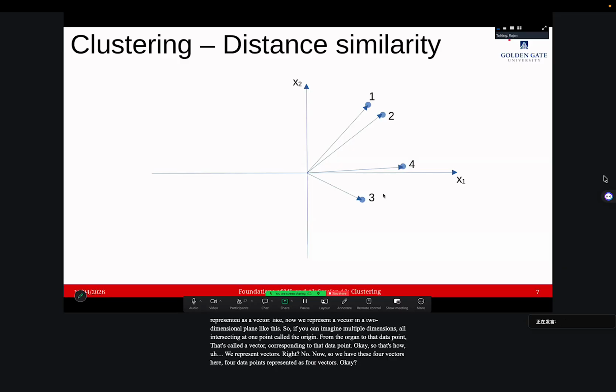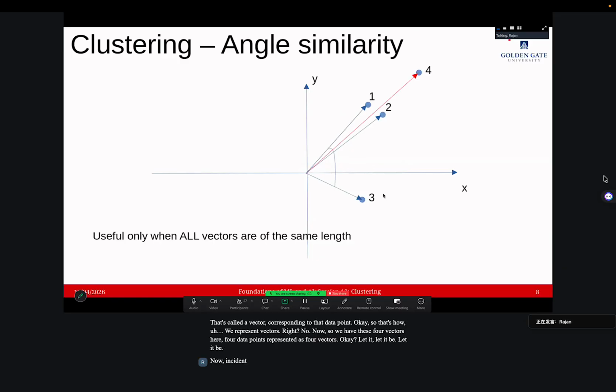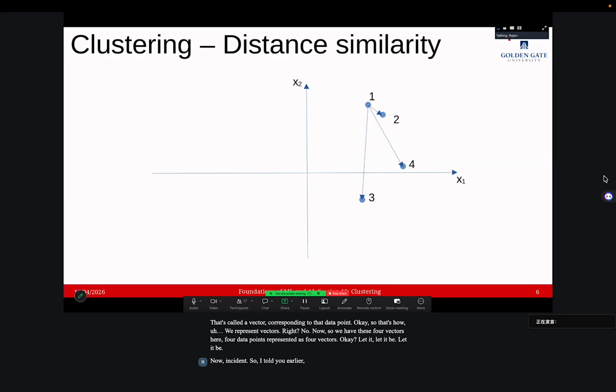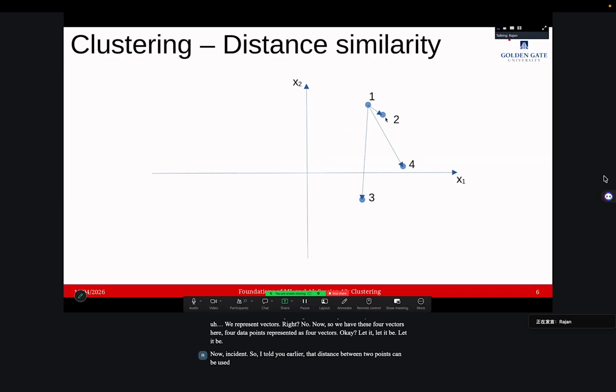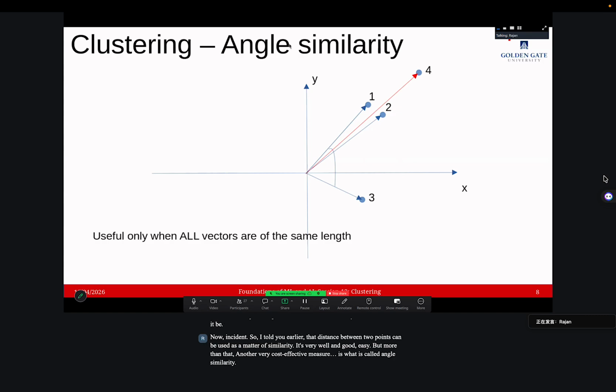Now, I told you earlier that the distance between 2 points can be used as a measure of similarity. It's well and good, and easy. But more than that, another very cost-effective measure is what is called angle similarity. Now, finding the angle between 2 vectors.